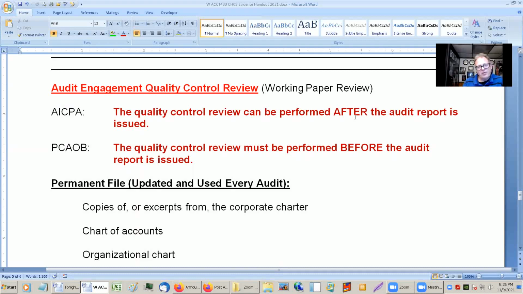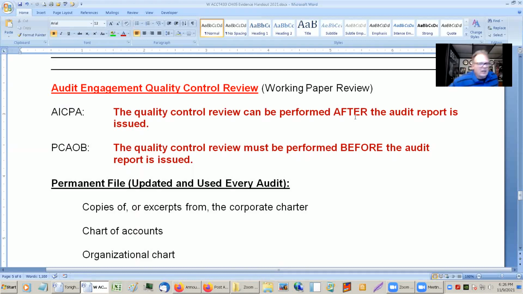PCAOB says, no. You have to have this review done, and it has to be done before this audit report goes out. So it's reviewed by somebody independent of the audit before it goes out. And if there's anything that they think that you need to do, you need to go back in and do it. You need to test for this or that or whatever it is.